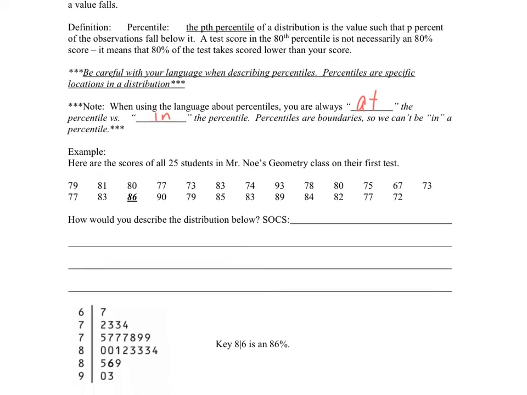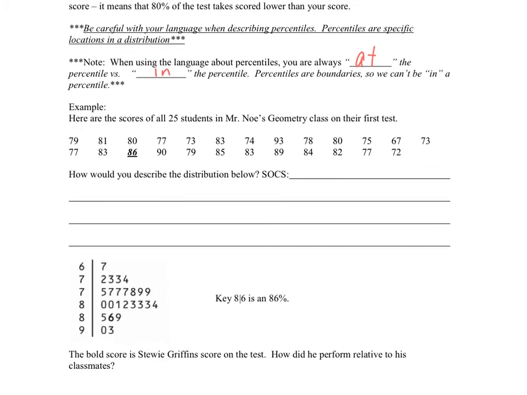All right, so let's look at, for example, Mr. No's geometry class. And so here are the scores of the first test that we have. And we chose 86 to be the key point there, and we'll talk about 86 in a second. Well, we've bolded it for a future question here.